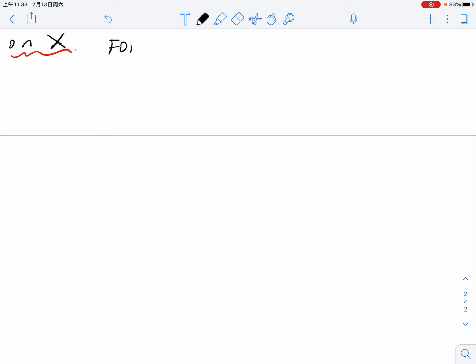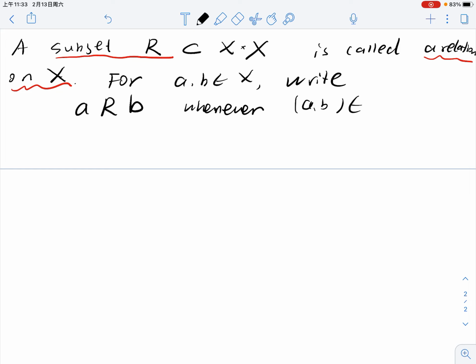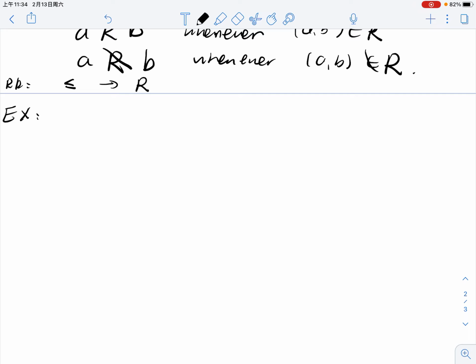And the notation: for A, B in X, we usually write A R B whenever (A, B) is an element of R, and A not R B whenever (A, B) is not in R. For our purpose, later on we will not use such notation. Usually, later on, we will use the smaller than or equal sign to replace this R relation. But more generally, R is a correct definition.